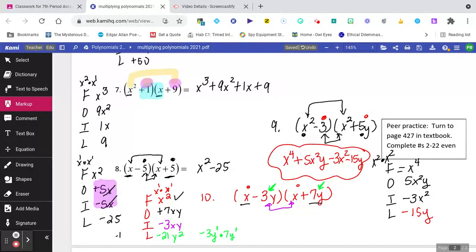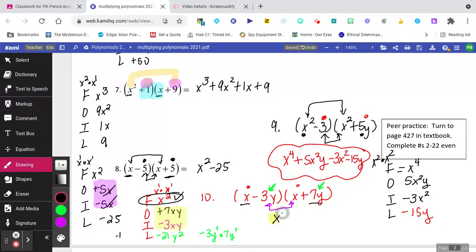So over here, my like terms are 7xy and negative 3xy, which gives me positive 4xy. So when you get those like terms, remember, don't change your exponents. So I'm going to write the first part, which was x squared. Combine these two. That makes positive 4xy. And then this isn't like anything, so I just write negative 21y squared.